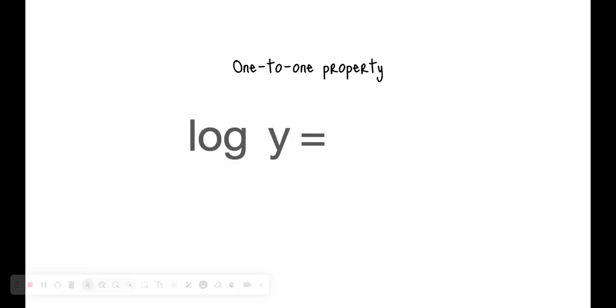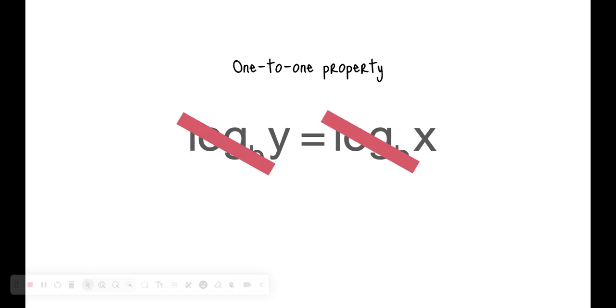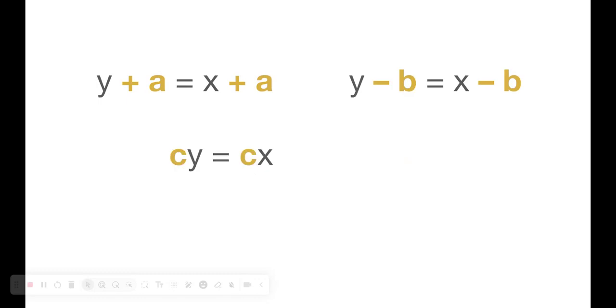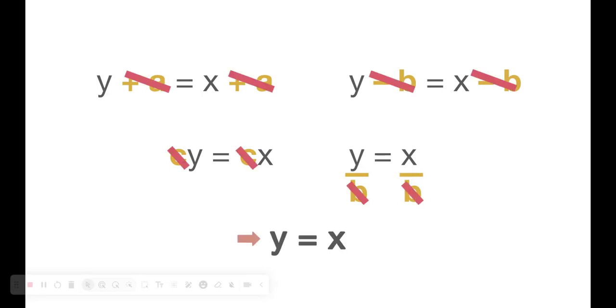Another concept is the one-to-one property. If the log of one argument is equal to the log of another argument, and the logs have the same bases, then we can get rid of the logs and thus the arguments equal each other. Think of adding, subtracting, multiplying, or dividing both sides by the same number. The equation is still equal without the extra operations.